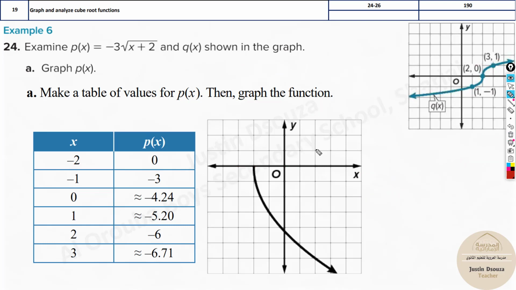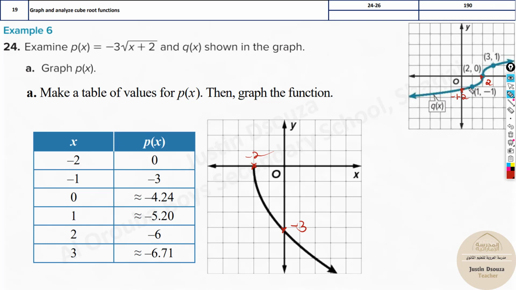What else you can check? You can see the intercept. What is the x-intercept here? X-intercept is minus 2. What is x-intercept here? Positive 2. What is y-intercept? Minus 3. Y-intercept is minus 3. Here it is somewhat negative 1.2 or something like that. Okay? Not accurate.